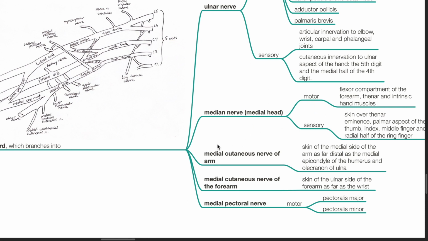The medial cutaneous nerve of the arm provides sensory supply to the skin of the medial side of the arm as far distal as the medial epicondyle of the humerus and the olecranon of the ulna. And the medial cutaneous nerve of the forearm supplies the skin of the ulnar side of the forearm as far as the wrist. The medial pectoral nerve provides motor supply to the pectoralis major and minor.